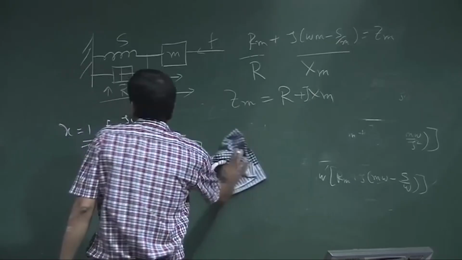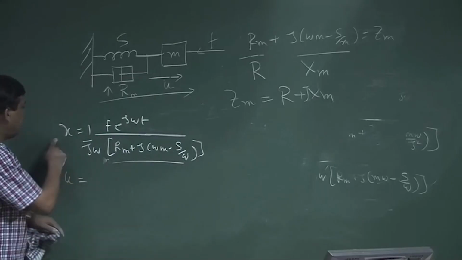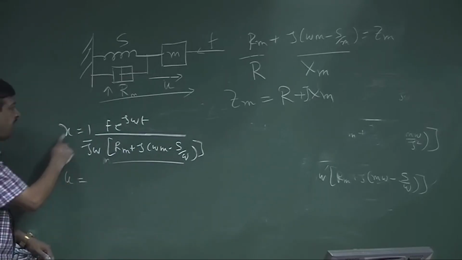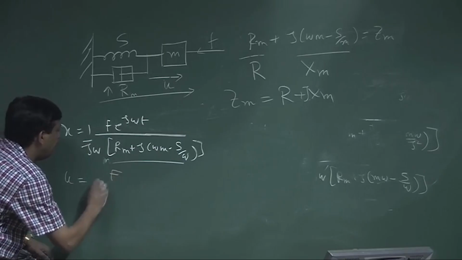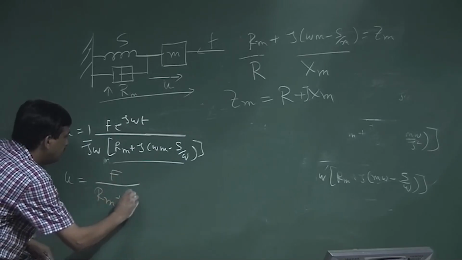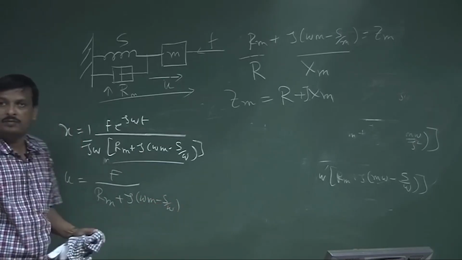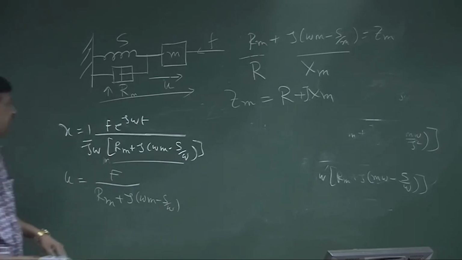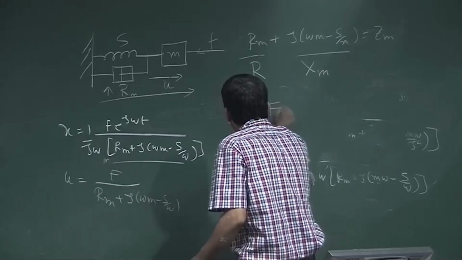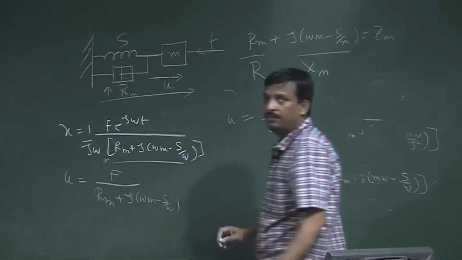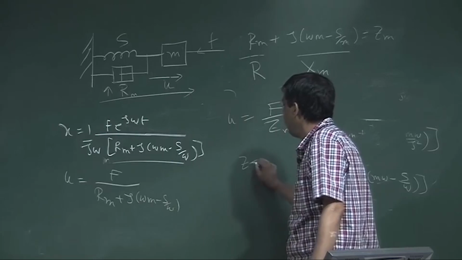Now, this is x. Then what is u? u is nothing but dx by dt. If I take dx by dt, j omega will come here, so j omega will be cancelled. So, it is nothing but F by r m plus j into omega m minus s by omega. Is it okay or not? Think about what this is. So, u is nothing but F by Zm.